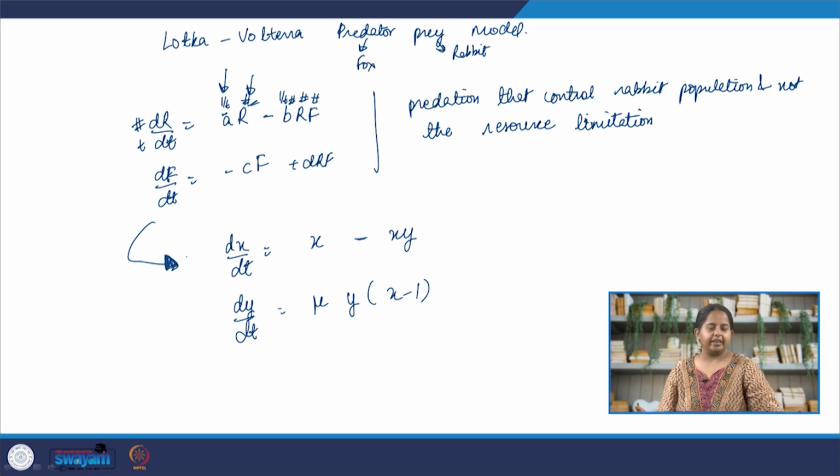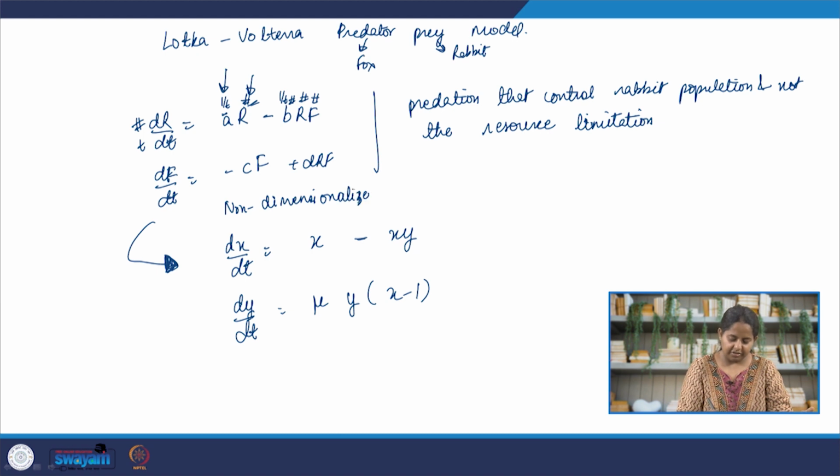This is something for you to try again yourself, and if you have any issues, you can ask us in the comments. You can ask us on the platform, and our TAs will help you non-dimensionalize this system. But please do not forget to try non-dimensionalizing this. I can assure you that this is important from your exam perspective, to learn how to non-dimensionalize models.